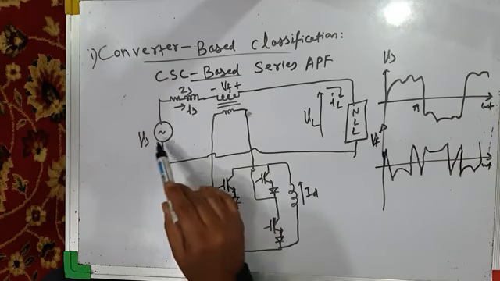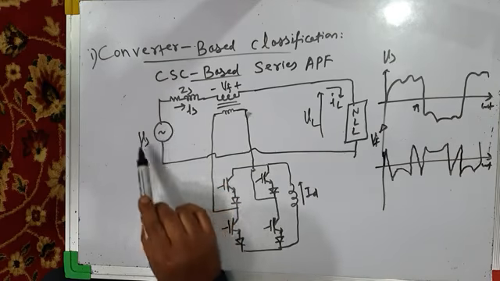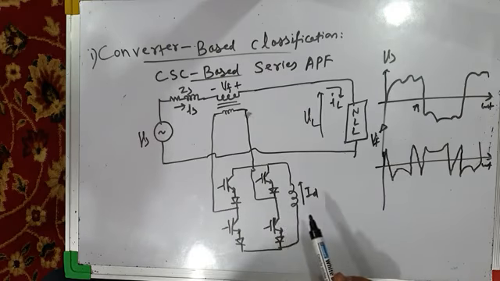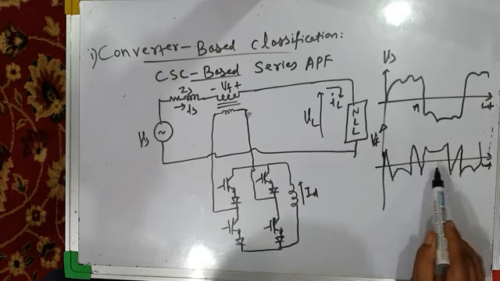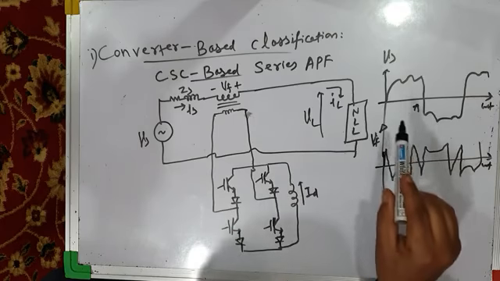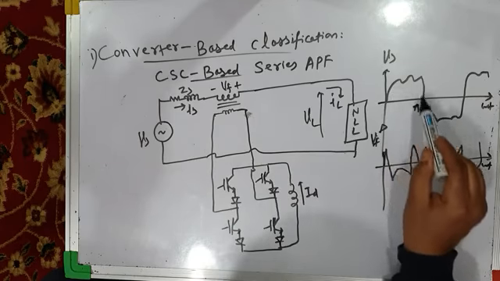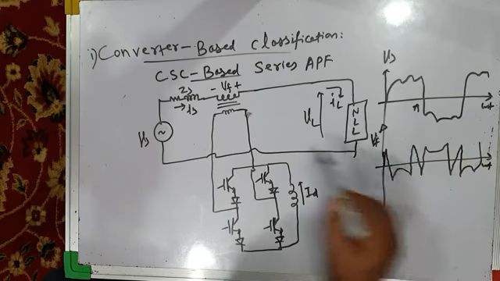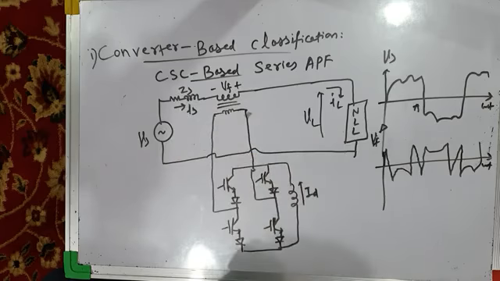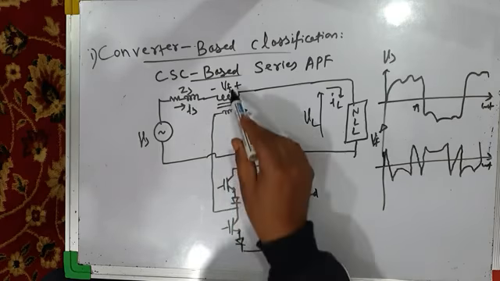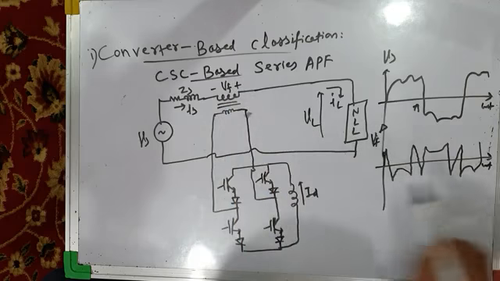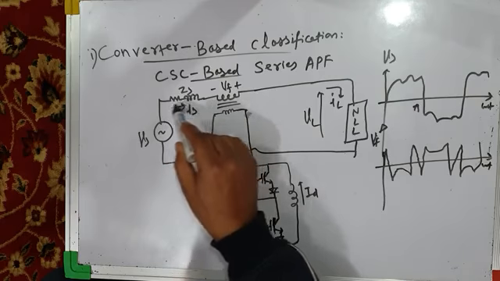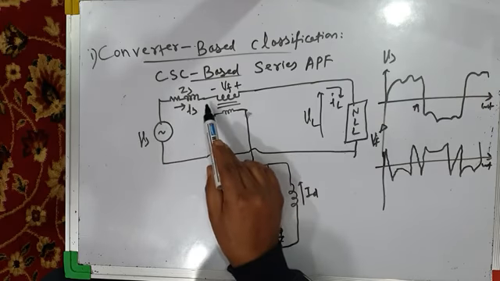So first of all, you have to estimate the harmonics which are present in the source voltage, and then you have to design a control algorithm in such a way that it injects harmonics which are equal and opposite to the harmonics present in the source voltage. And when these harmonics are injected in series with the source voltage, this compensation voltage, which basically comprises harmonics, will cancel all the harmonics present in the source voltage.